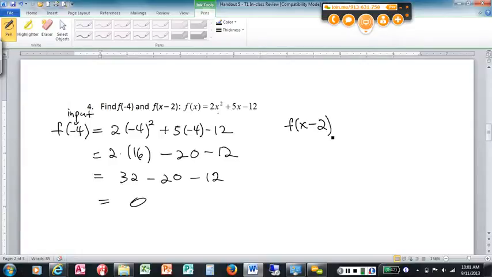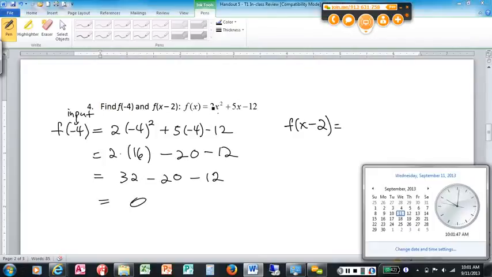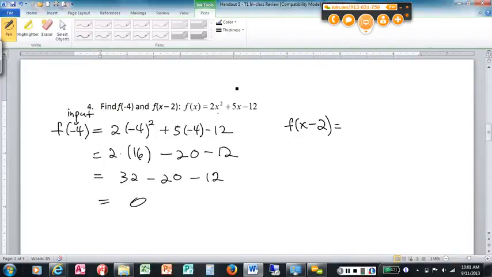Okay? Now, part 2 of that says evaluate or find f of x minus 2. Well, okay, that's fine. We'll do that. X minus 2 means that I need to input x minus 2 where I see the x. So in both of those places, I input x minus 2. So it'll be 2 times x minus 2 squared plus 5 times x minus 2 minus 12. So we have to evaluate that.